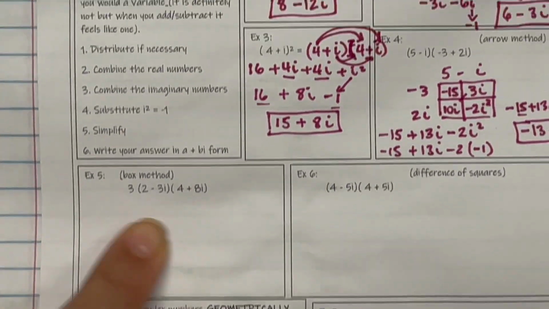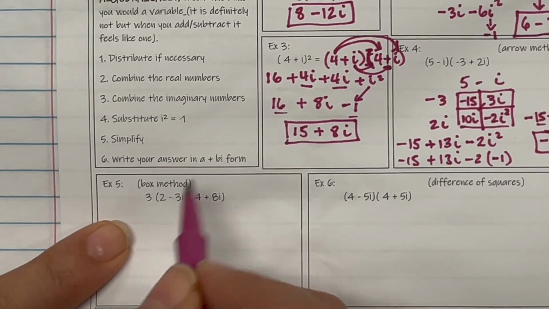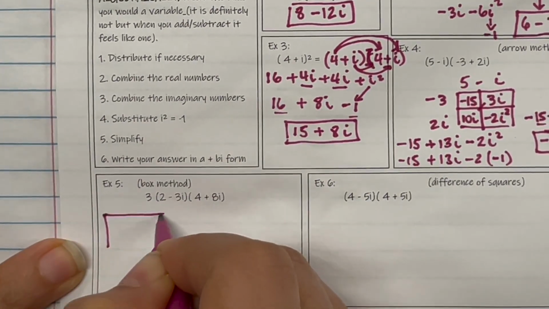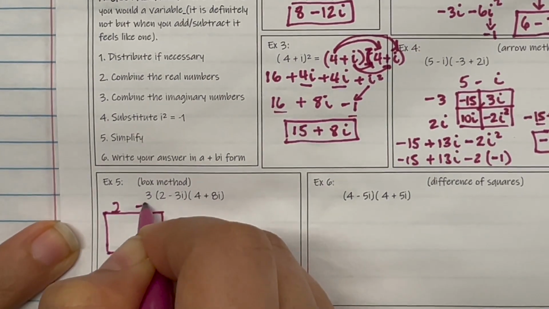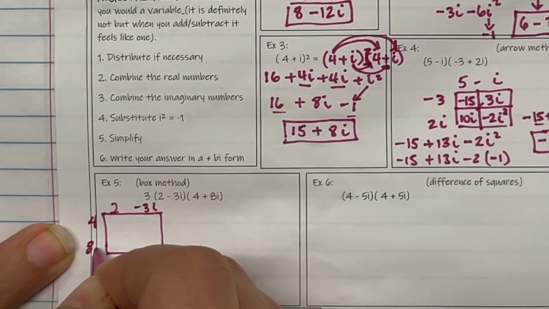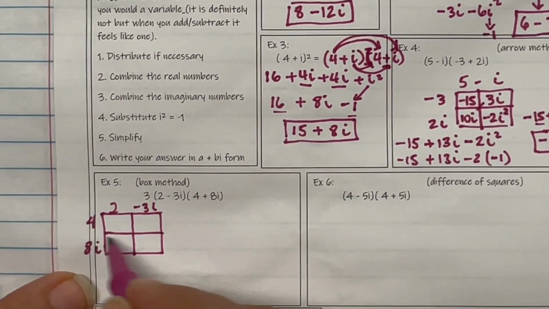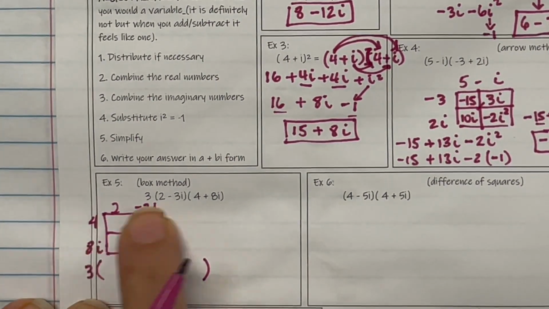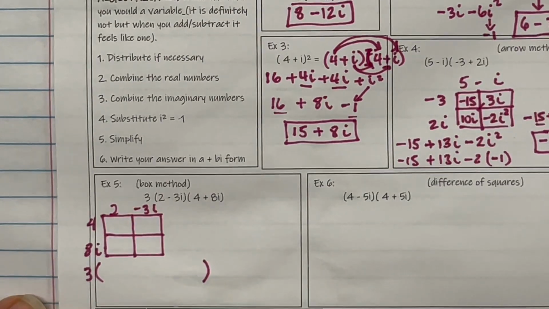All right, so we're going to use the box method again. The only difference is when you find the answer, you're going to multiply it by 3. So let me start you off. So again, the first one goes across the top, so 2 minus 3i. And the second one goes up and down, so 4 plus 8i, and then draw a box. And whenever you get this answer, after multiplying that out, you're going to multiply by 3. So go ahead and try it.